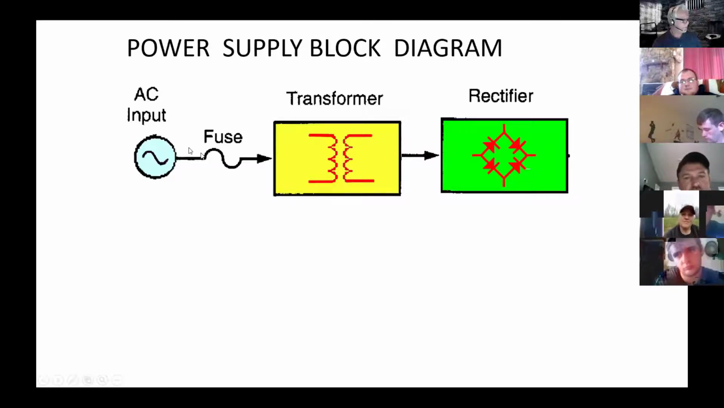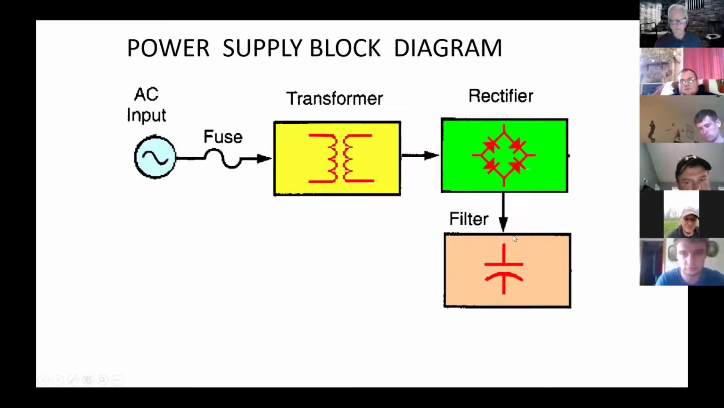So, block diagram. I've got an AC supply, it's fused. Transformer's usually going to step down. Got a rectifier that converts it to DC. I've got a filter. We'll talk a little more about filters, but essentially filters take some of the pulsating out of it, those little peaks of those hills, and smooth that out. So it's a smoother delivery.